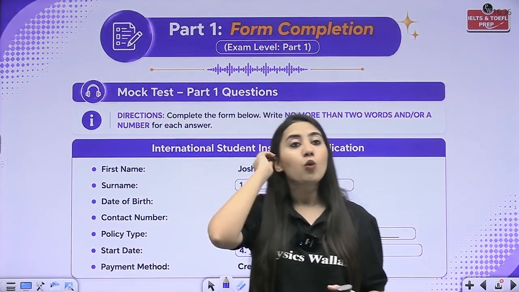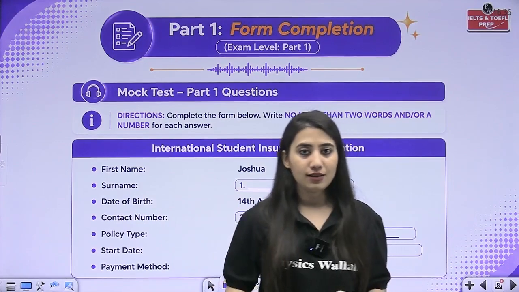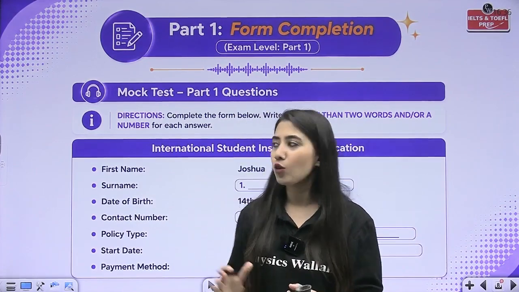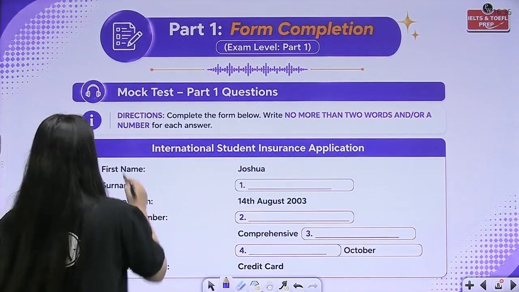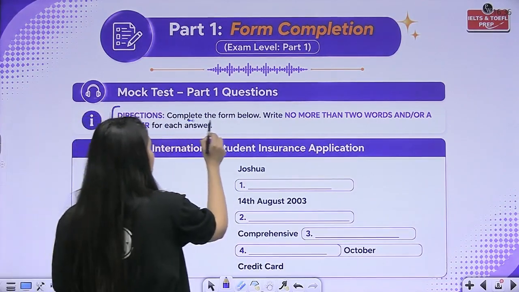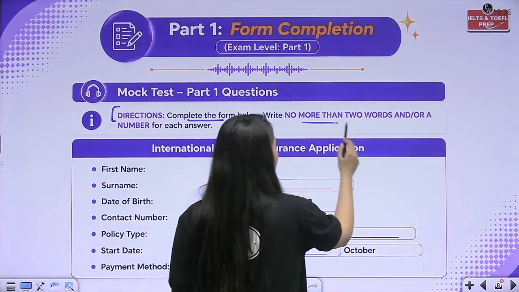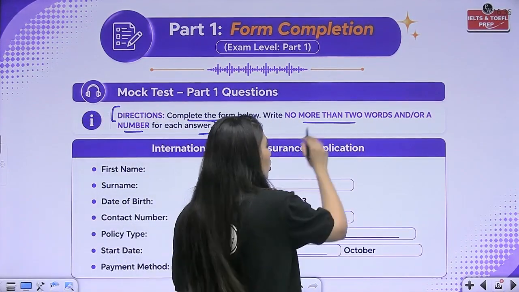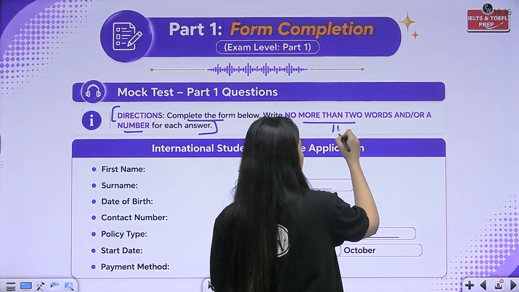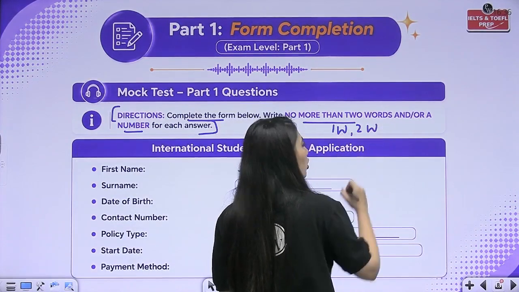Before we begin with the audios and actually marking our answers, I want you all to please go ahead and read these questions first. So we start with reading the instruction. Instruction says to complete the form below, write no more than 2 words and or a number for each answer. So it says what? No more than 2 words. That means you can use 1 word, you can use 2 words, but not more than that.